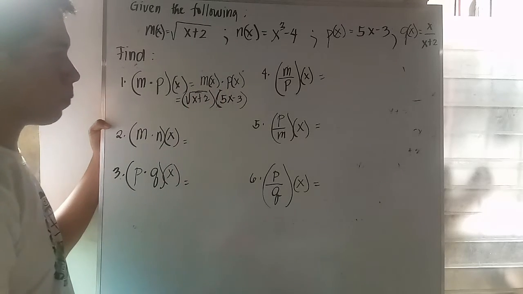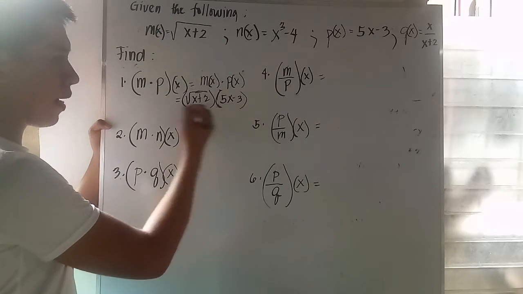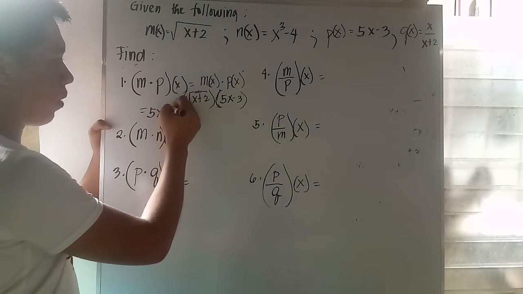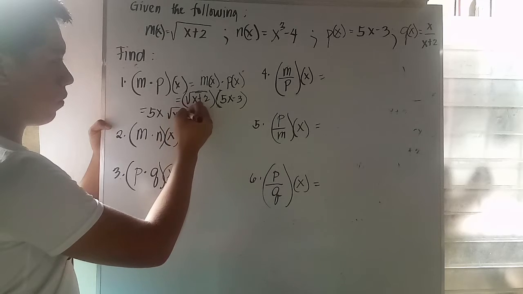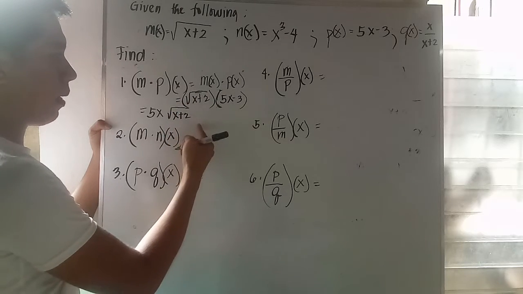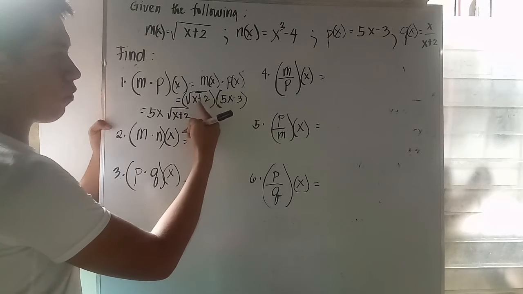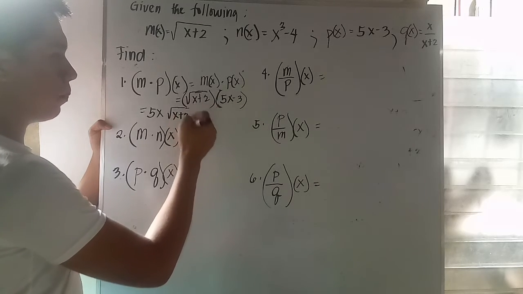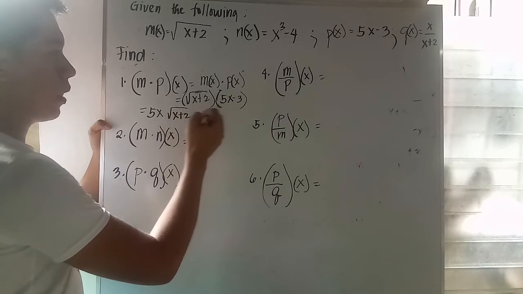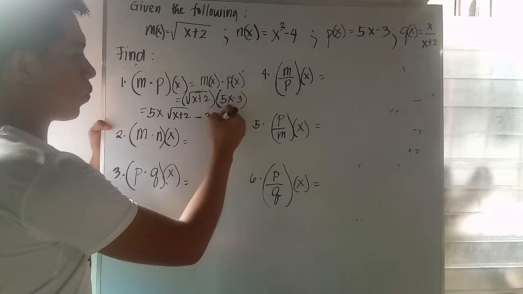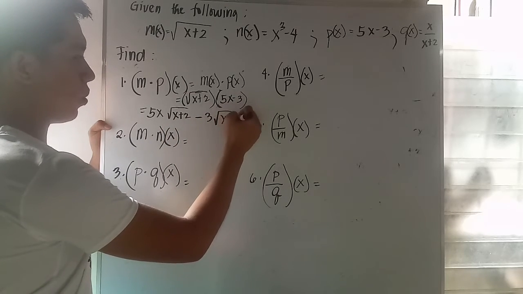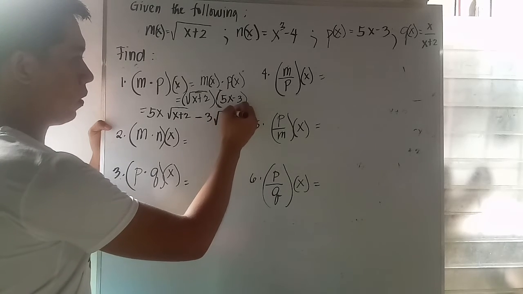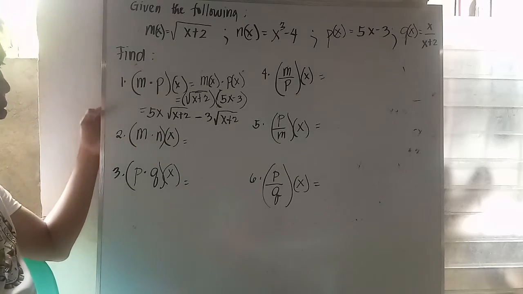So we have square root of x plus 2 multiplied to 5x. So this will become 5x square root of x plus 2. And square root of x plus 2 times negative 3. So this will become negative 3 square root of x plus 2. Okay, so that would be the result.